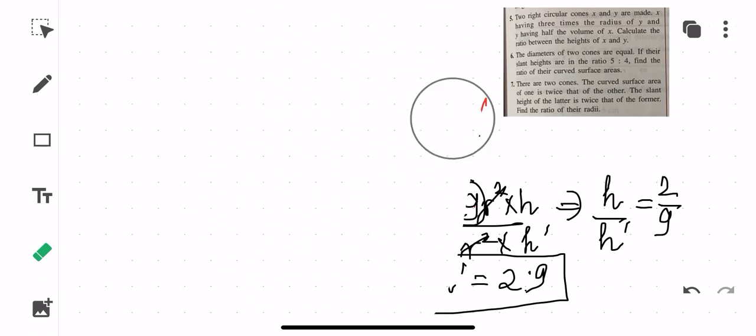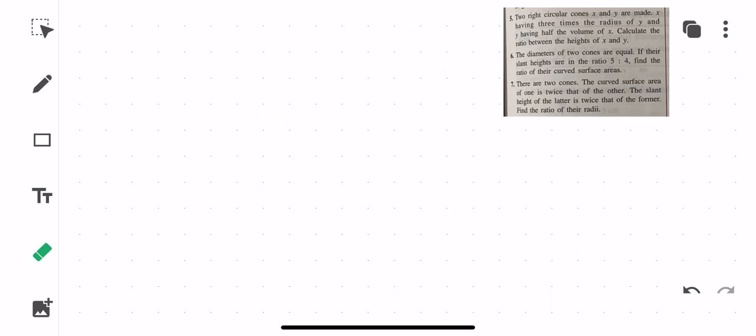Okay, so what is question number 6, children? The question number 6 is, see, the diameters of two cones are equal. Okay, this is what they are saying. Now if their slant heights are in the ratio 5:4, find the ratio of their CSA. Okay, so this is an easy one, children. I'll be telling you how to do it, and then you can take this as homework.